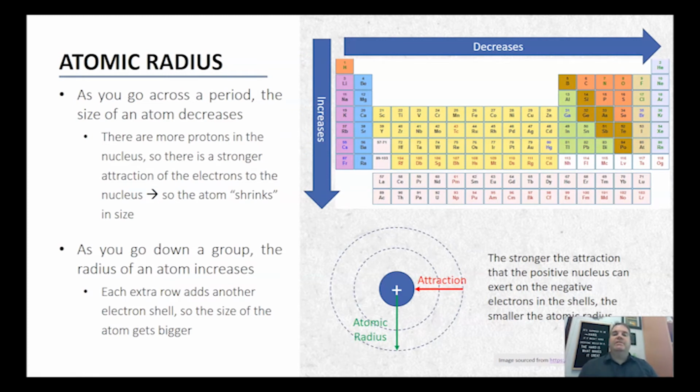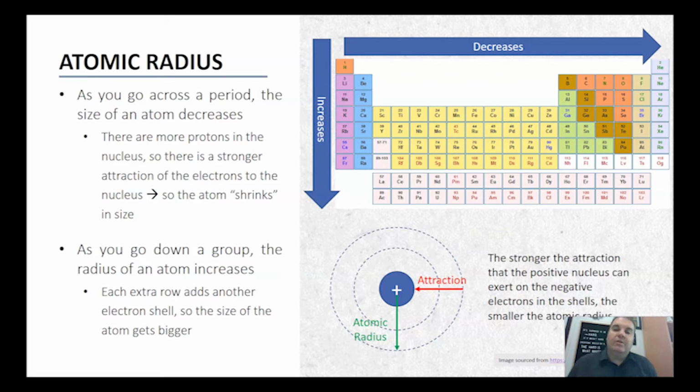Atomic radius is defined as the distance between the center of the nucleus and the outer shell, the valence shell. It's just the distance here. There are a couple of things that impact that distance. The first one is obviously the number of electron shells. The second one is the number of protons in the nucleus. The stronger the attraction that the nucleus can put on the electrons in the outer shell, the smaller the atomic radius. The more attraction the nucleus can put on, the smaller the atom itself gets as those electrons are pulled in towards the nucleus.